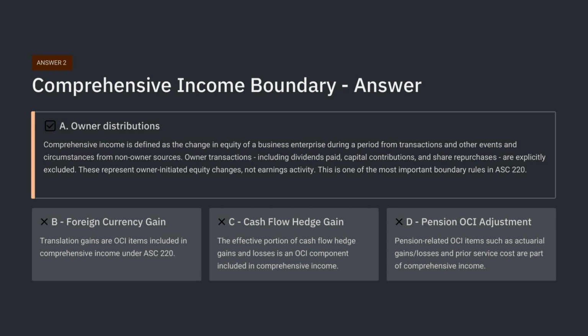Comprehensive income captures changes in equity from non-owner sources. Dividends, capital contributions, and share repurchases are owner transactions, so they are excluded. Foreign currency translation gains, effective cash flow hedge gains, and pension OCI adjustments can all be part of other comprehensive income. The memory line is simple. Non-owner performance is included, owner movements are excluded. If the owner caused it directly, do not force it into comprehensive income.